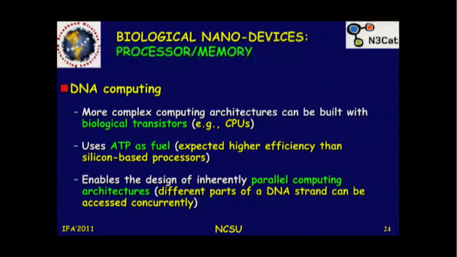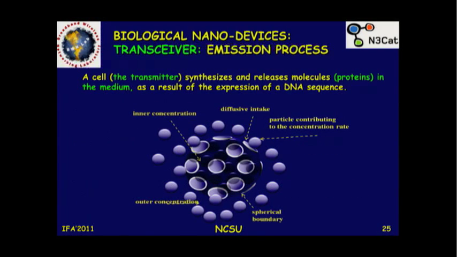Okay? So now we can also do this DNA computing. There are a lot of computing people since 1995. They are looking at the DNA computing issues, like how can we create more complex architecture using these biological transistors, like for example the CPUs. Can we use this ATP that I just talked about as the energy source, as fuel, which can help us to run these devices? And also, can we do all this parallel computing that these people are trying to do since 1995, as I said? So these are all question marks.